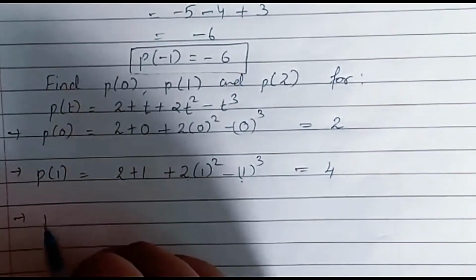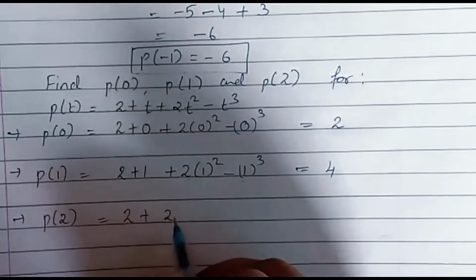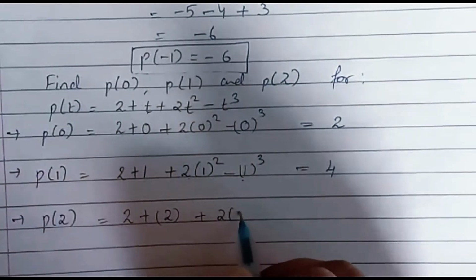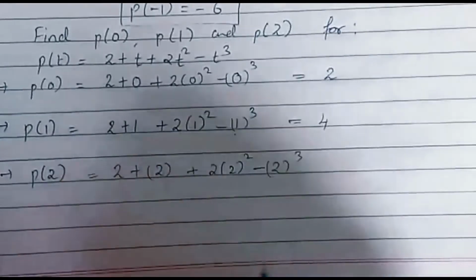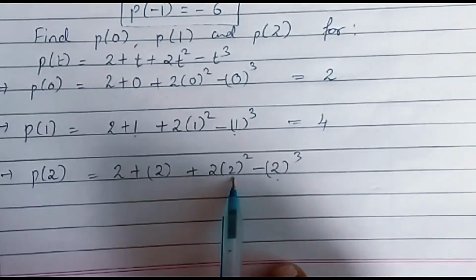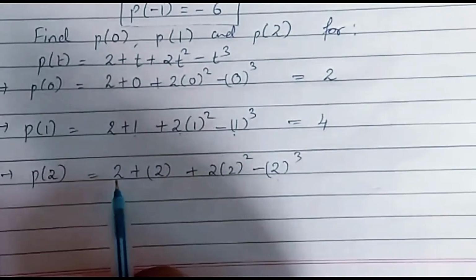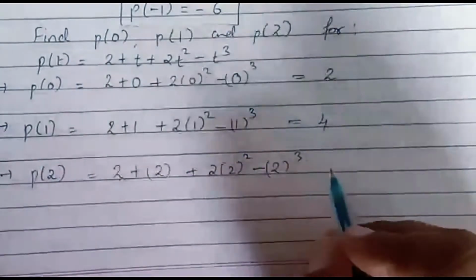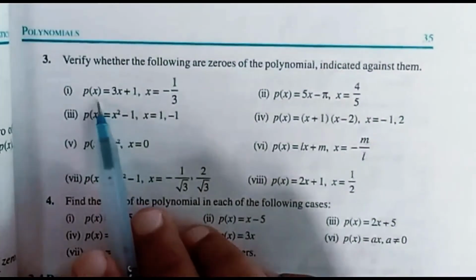Same way we can find p of 2. That will be 2 plus 2 plus 2 into 2 square minus 2 cube. So 2 cube is 8, and 2 into 2 square also will be 8. So 8 minus 8 will be 0, and the answer is just 2 plus 2, that is equal to 4. Okay, you can see the next question here.